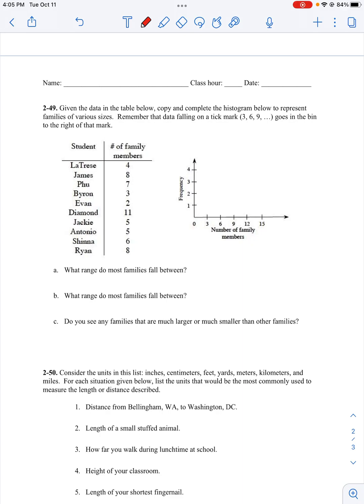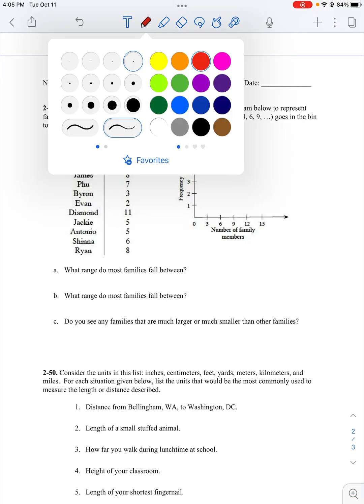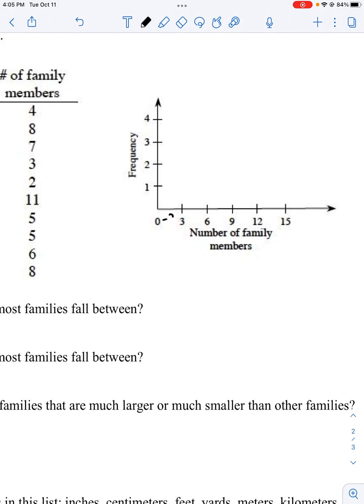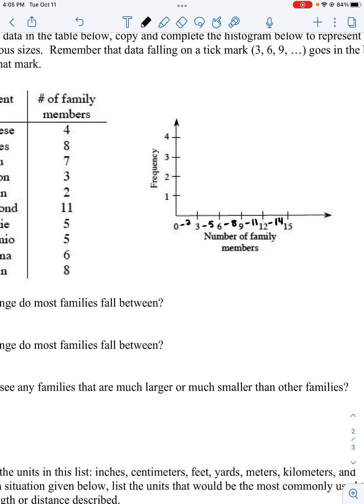Okay, problem 49. Given the data in the table below, copy and complete the histogram to represent families of various sizes. Remember that data falling on a tick mark, 3, 6, 9, etc., goes in the bin to the right of that mark. What that means is if I'm looking here, this is really 0 to 2, 3 to 5, 6 to 8, 9 to 11, 12 to 14.